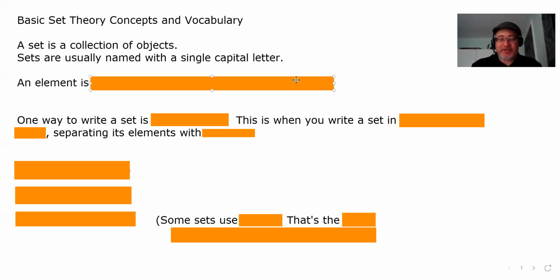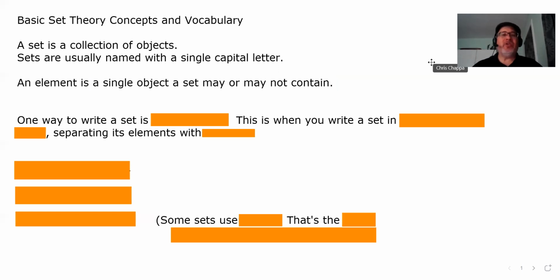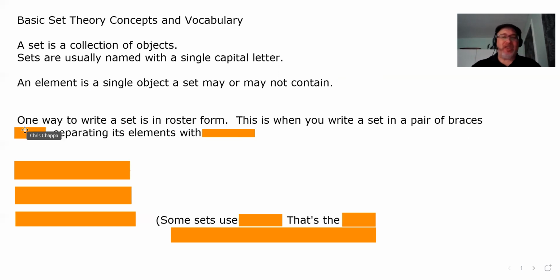An element is a single object a set may or may not contain. So if you think about a set as a collection of objects, then one of those objects is considered an element. One way to write a set is in roster form. Now you've probably heard the word roster before, especially if you play sports and you're on the team's roster. This is when you write a set in a pair of braces, and braces look like that.